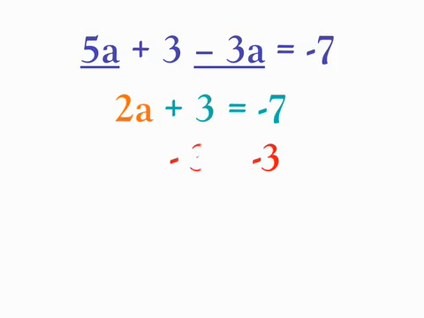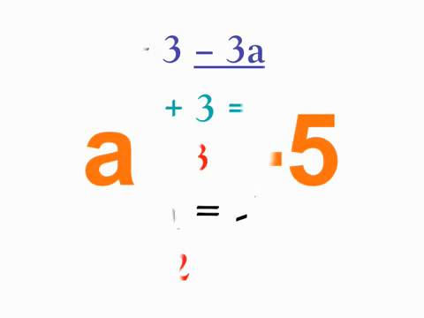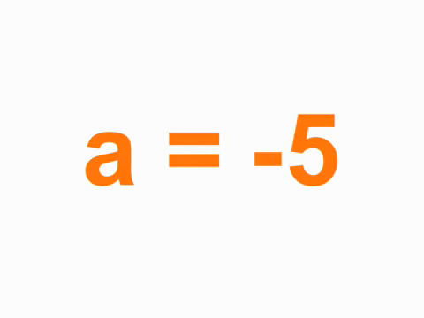Now I need to do the opposite of plus 3 to both sides, which is take away 3. Now paying close attention to the right-hand side, a negative 7 and a negative 3 combine together to make negative 10. Now, the opposite of multiplying by 2 is dividing by 2, and a negative 10 divided by 2 gives me negative 5.